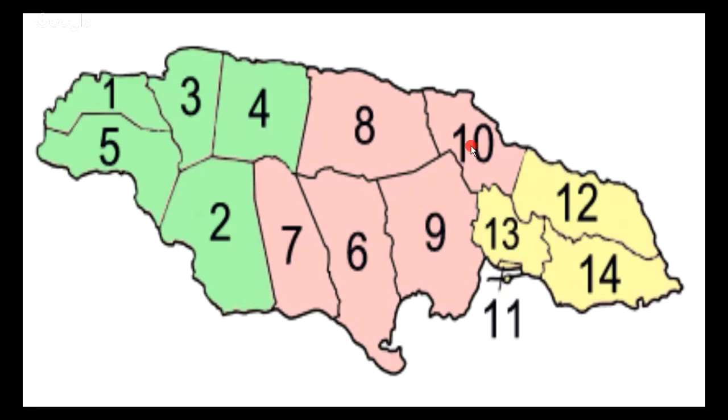All right, so moving on. Let's go with this. So parish capital for 6? Mapen. What about 7? Mandeville.